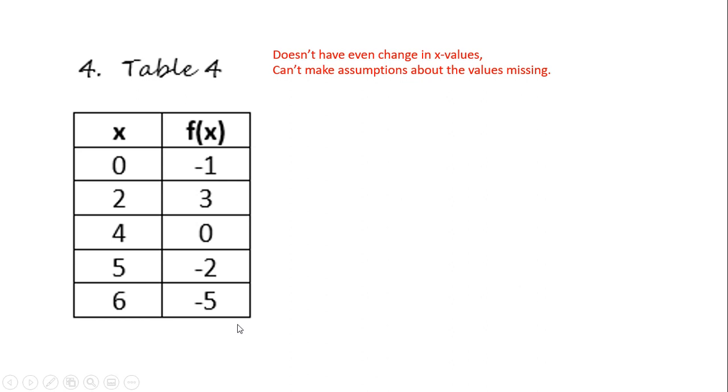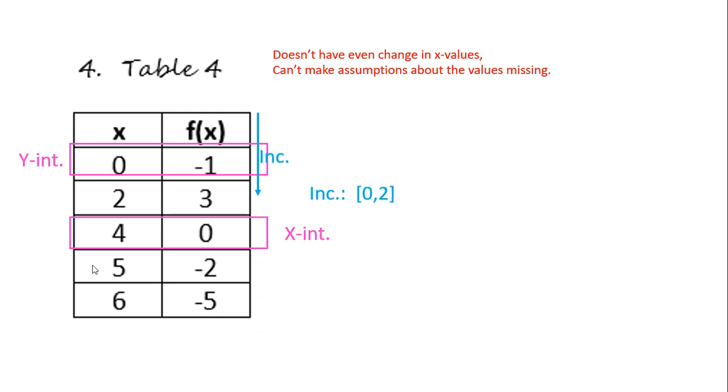Table 4 does not have an even change in the x values, so we can't make any assumptions about missing values. So the only thing we can do is take the information straight from the table. Y-intercept is pretty easy to find. X-intercept is easy to find. It's increasing from 0 to 2. We can't make any assumptions about above it. It's then decreasing from 2 to 6. We can't make any assumptions about what happens after 6.